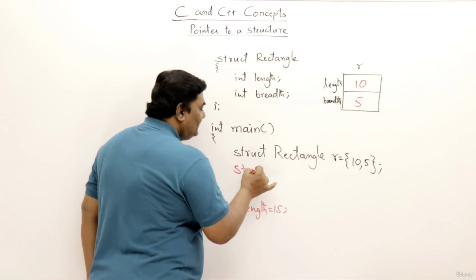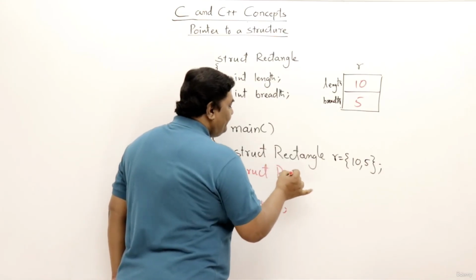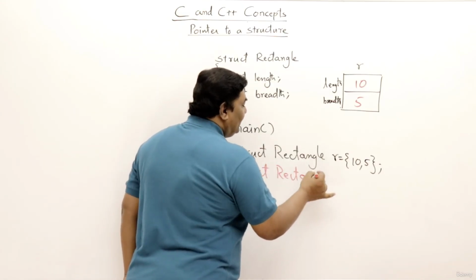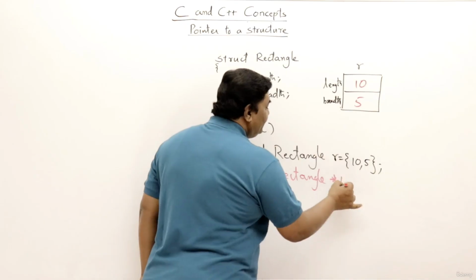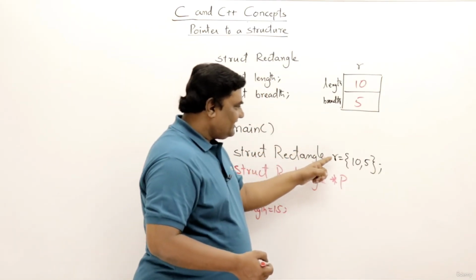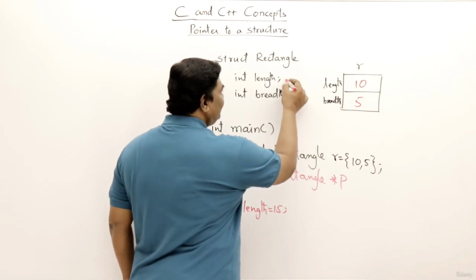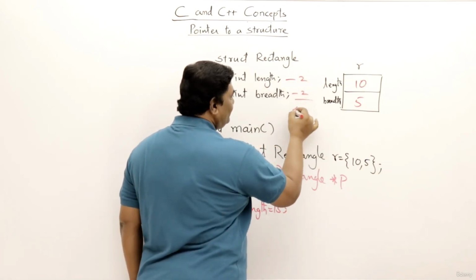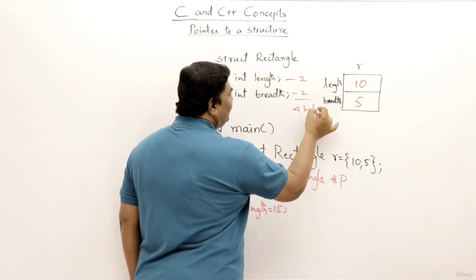Struct rectangle pointer. So I'll give the pointer name as P. Now first thing, how much memory does rectangle consume? As we know, this takes 2 bytes. We are assuming integer is taking 2 bytes. So this is total 4 bytes.